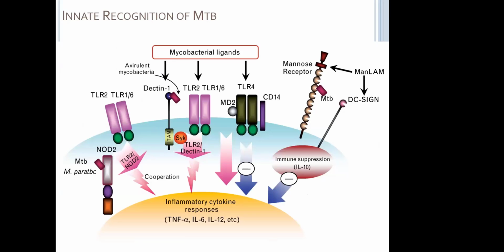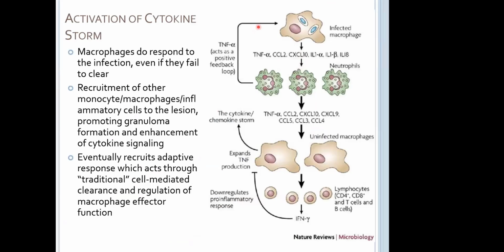So MTB is recognized by those innate receptors in the macrophage immediately that we've talked about. And so these include the TLRs that recognize actually some of those lipid ligands from MTB, and then also some of the NLRs inside the cell that are going to recognize and mount an inflammatory response. And so they'll trigger a wide range of inflammatory responses, including something in TB that's called the cytokine storm.